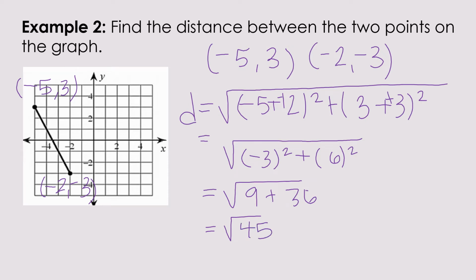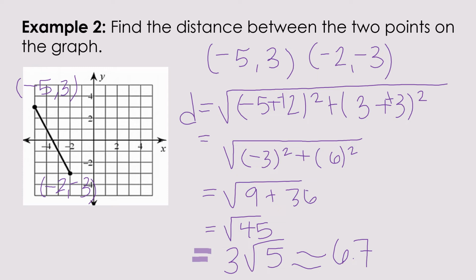So if we go to find what that is as a decimal, if you're using the calculator, the square root of 45 simplified is 3 root 5. And 3 root 5 approximated is about 6.7.